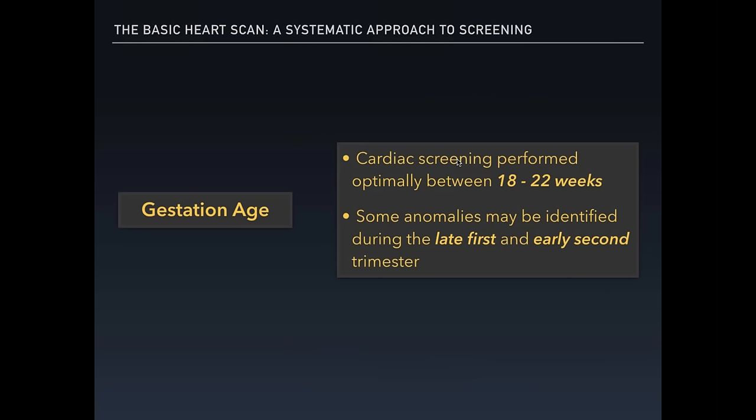The optimal timing for performing a cardiac screening is between 18 and 22 weeks. This is commonly during the routine anatomy scan. Now, some anomalies may be identified during the late first and early second trimester, especially with an increased nuchal translucency.